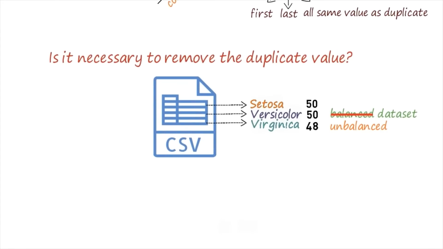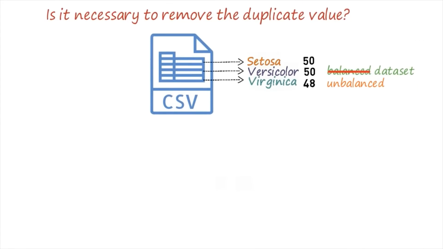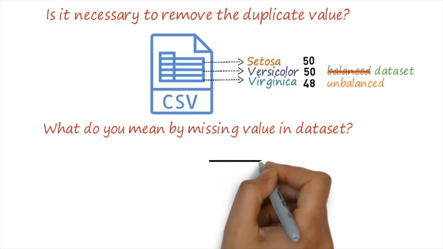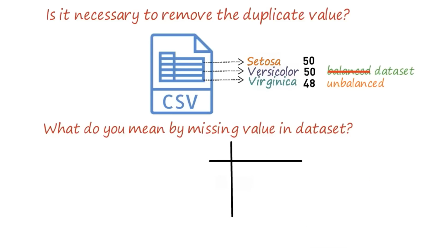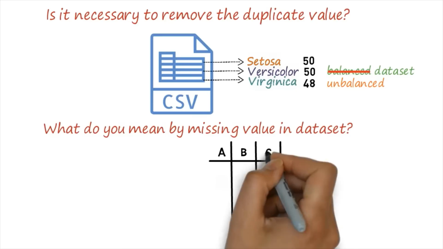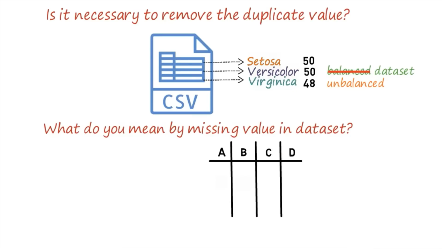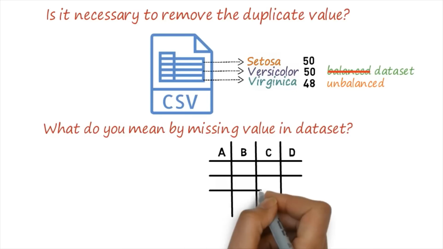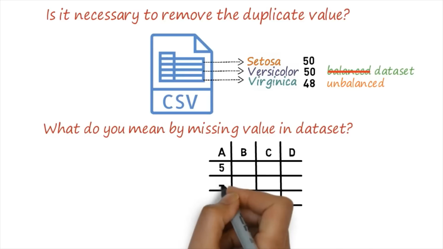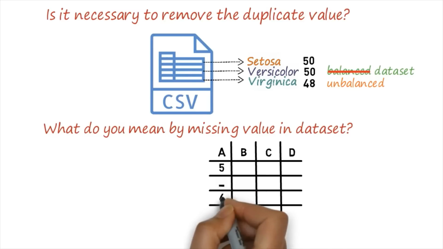But here we have a big question. What do you mean by a missing value in a dataset? It is a very simple question, ma'am. Why are you asking this question? Whenever we have A, B, C, D, four or five columns, we will check by the rows or by the columns, and we will find out which values are not there. Say in this case we have no value, and then we have some values over here. So this is your missing value.